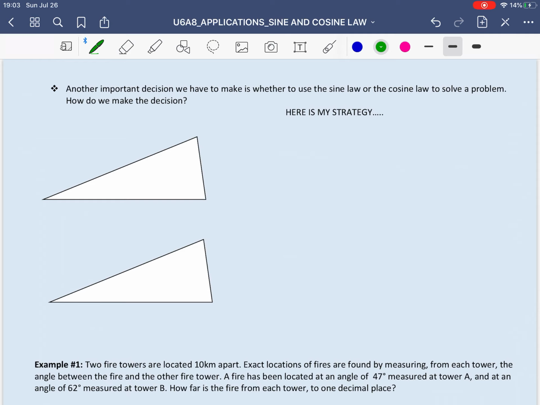Now, another thing that I want to mention before we start with our word problems is how do we make the decision whether we have to use the sine law or the cosine law.